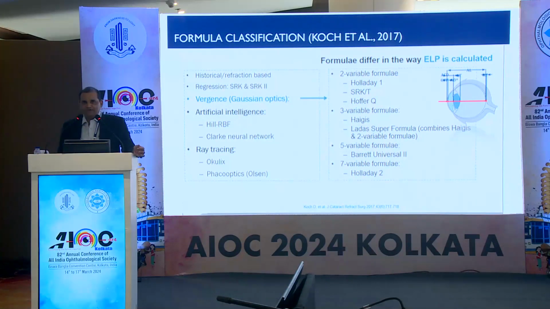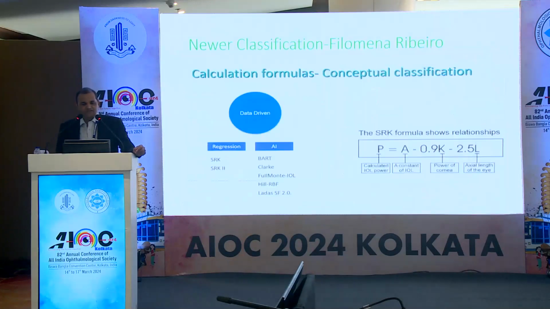Over a period of time, Dr. Haigis came with the concept of anterior chamber depth. So it was a third variable, and Dr. Barrett came with two more variables, like white-to-white and lens thickness. So it became a usage of more variables, and Dr. Olsen came with the concept of the age of the patient or the refraction of the patient. So more variables started being used in the consideration of the effective lens position calculation.